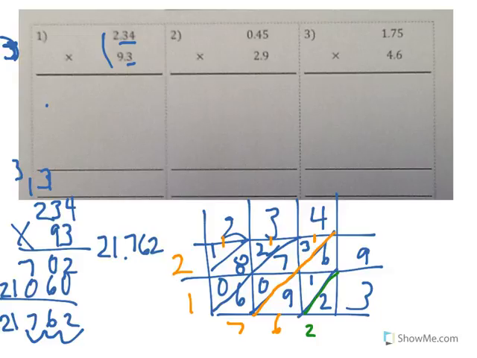And as you see, my answer still is 21762. But I've got to deal with these 3 decimal places, so 1, 2, 3. So it's 21.762. So that's how this works in terms of multiplication.